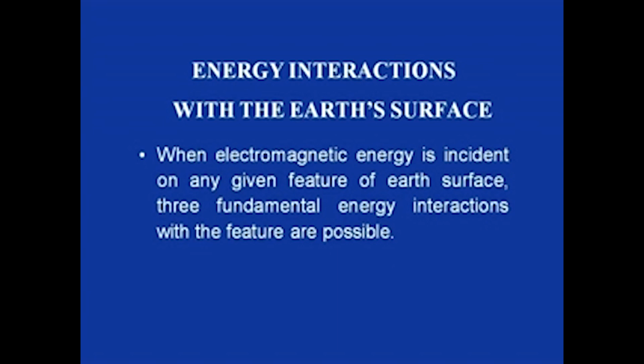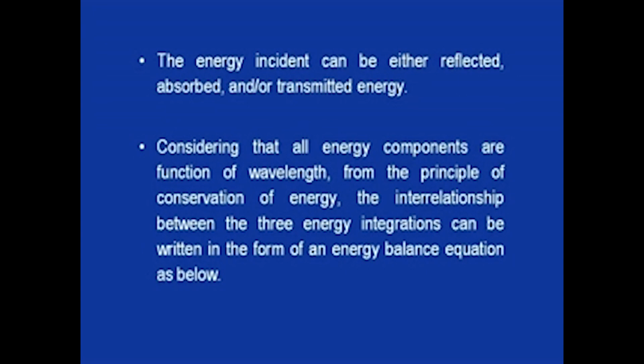So, let us look at what happens when the electromagnetic energy reaches the earth. When the electromagnetic energy is incident on any given feature of the earth's surface, three fundamental energy interactions with the feature are possible. The incident energy can be either reflected, absorbed and or transmitted energy.